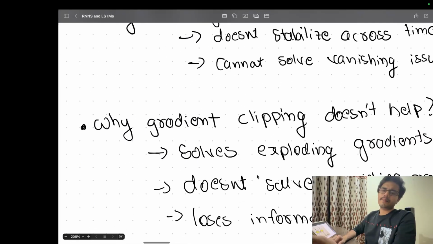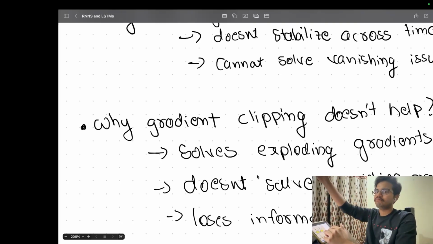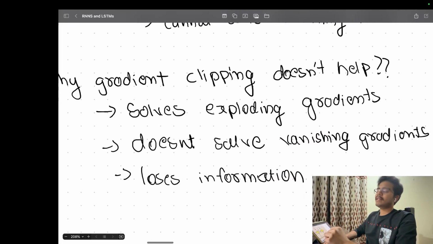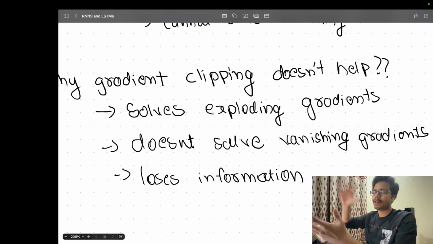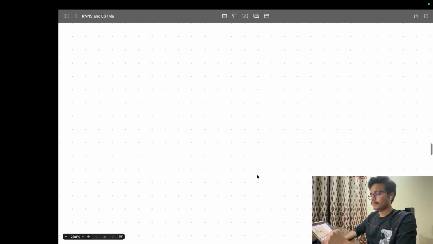Why not use gradient clipping then? If there's an explosion of gradient, just clip it. It won't explode further. Obviously, this only solves the exploding gradients problem, and sometimes it may also break the relations and structures between different contexts. It does not solve the vanishing gradients problem anyway, so this is not a good solution.